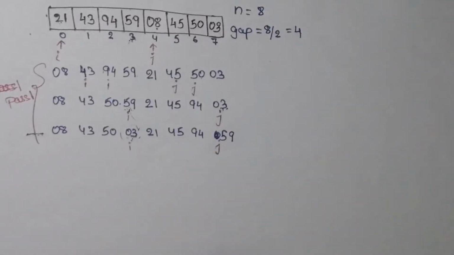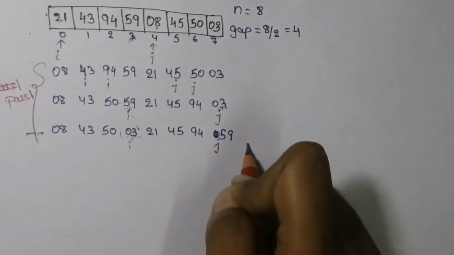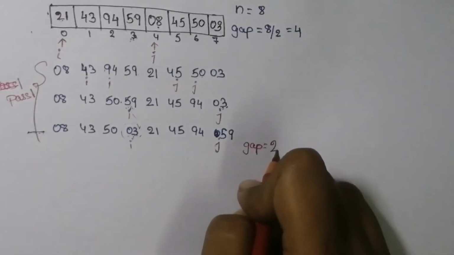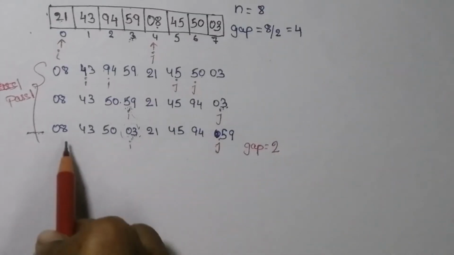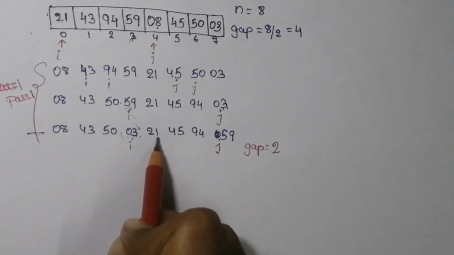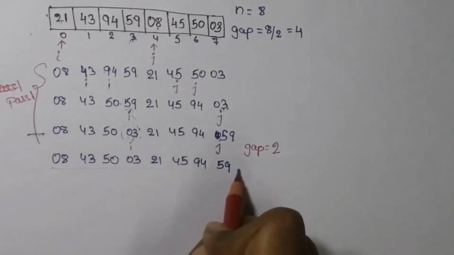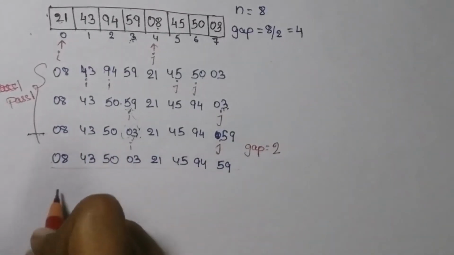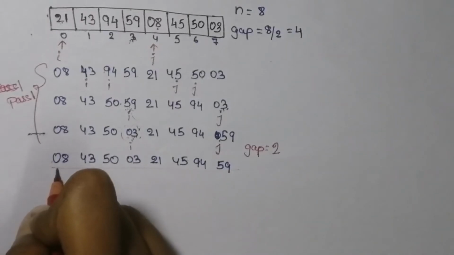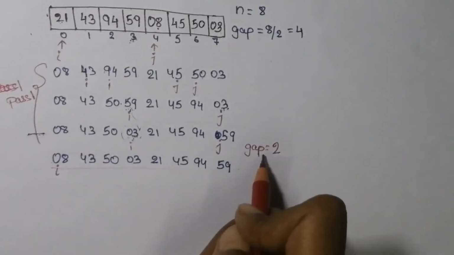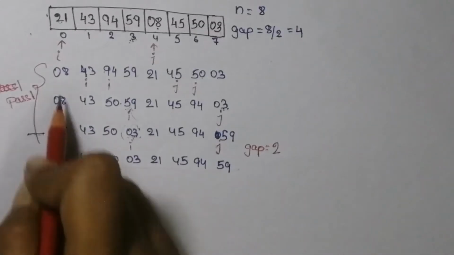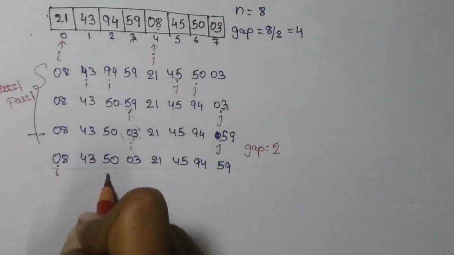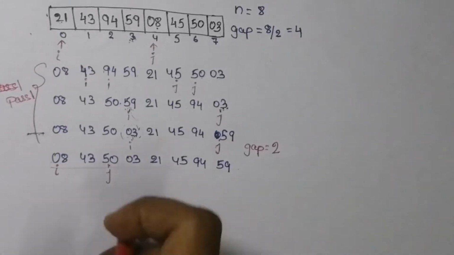Now we will move towards pass 2, and in pass 2, the gap will again be n by 2, that is 4 by 2 equals 2. That means we will now compare the elements that are 2 indices apart. This was our actual array after the first pass, right? These and this array are the same, and again we will start i from this location, and j will be i plus 2. The index of i is 0. So 0 plus 2 equals 2. That means index 2. So this is the jth element.